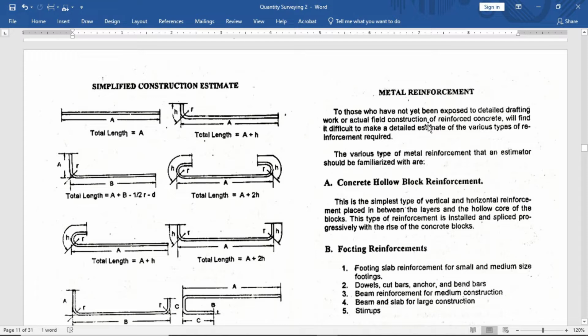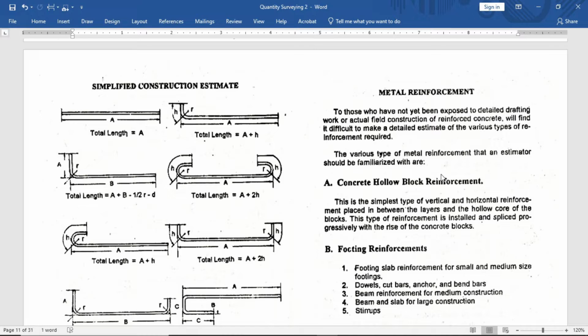To those who have not yet been exposed to detailed drafting work or actual field construction of reinforced concrete, will find it difficult to make a detailed estimate of various types of reinforcement required. So, the various types of metal reinforcement an estimator should be familiar with are ito.